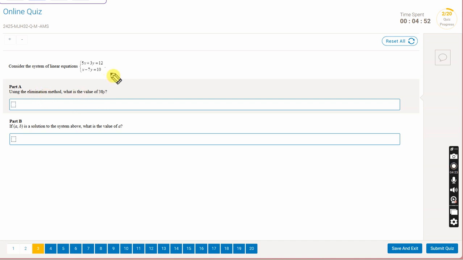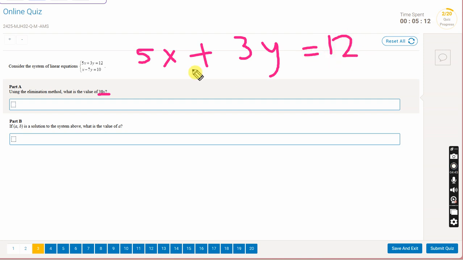So use the elimination method. They just told us straightforward, use the elimination method and find 38y. So they don't want us to solve for y, they want us to reach 38y, and what does that equal to? So again, 5x plus 3y equals 12. They are telling us to eliminate the x. They want us to remove the x and just be left with y. The other side, x minus 7y equals 10. Let's multiply the bottom by minus 5. So we multiply this by minus 5.